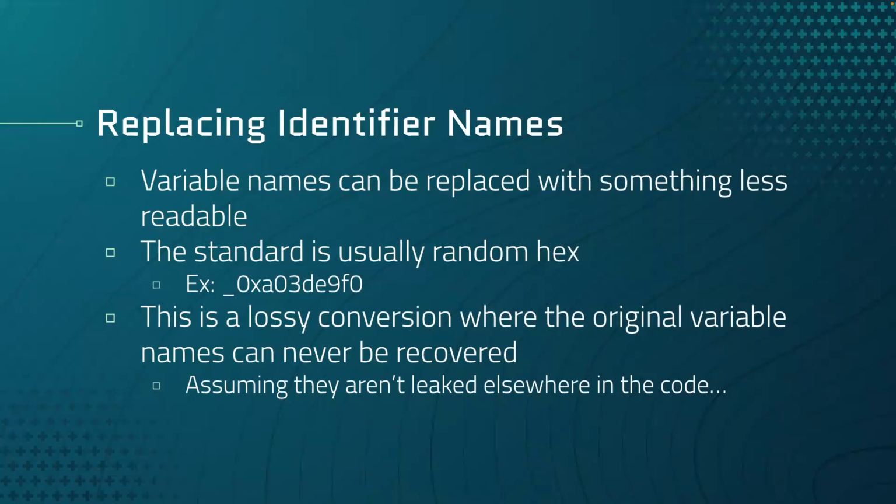Something else that's common is replacing identifier names, which usually the way to do this is to just put an underscore and then put a random hex value. And so instead of naming your variable something like secret password, you name it this, and then nobody knows what it means. And this is completely lossy, so you can't actually undo it. Machine or human, it's completely impossible to undo this unless you somehow leak your identifier name somewhere else in the code. But one of the first things these obfuscators will do is strip out all your comments. So unless you got a printout or something, it's pretty much guaranteed that your identifier names are gone.